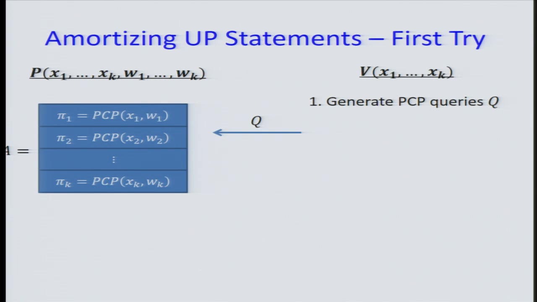Do you need PCP queries for each one of these statements? No, I do it once. Because the location of the PCP queries doesn't depend on the input, they will be the same locations in all the rows. Yes. Otherwise we'd just be losing a factor k in the sum. Right, but it's going to be important later on.